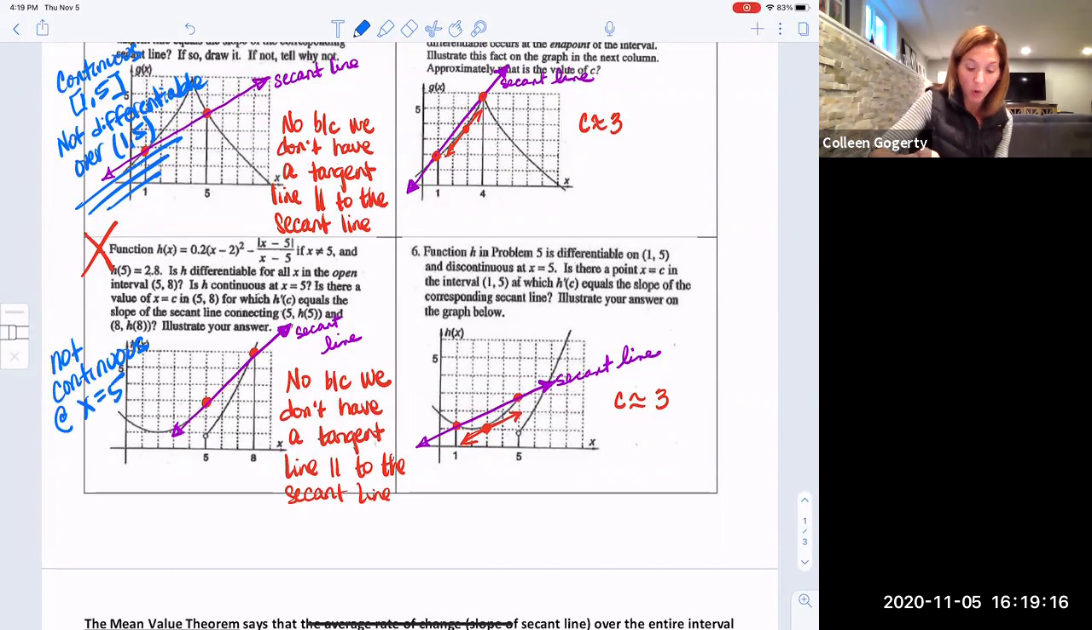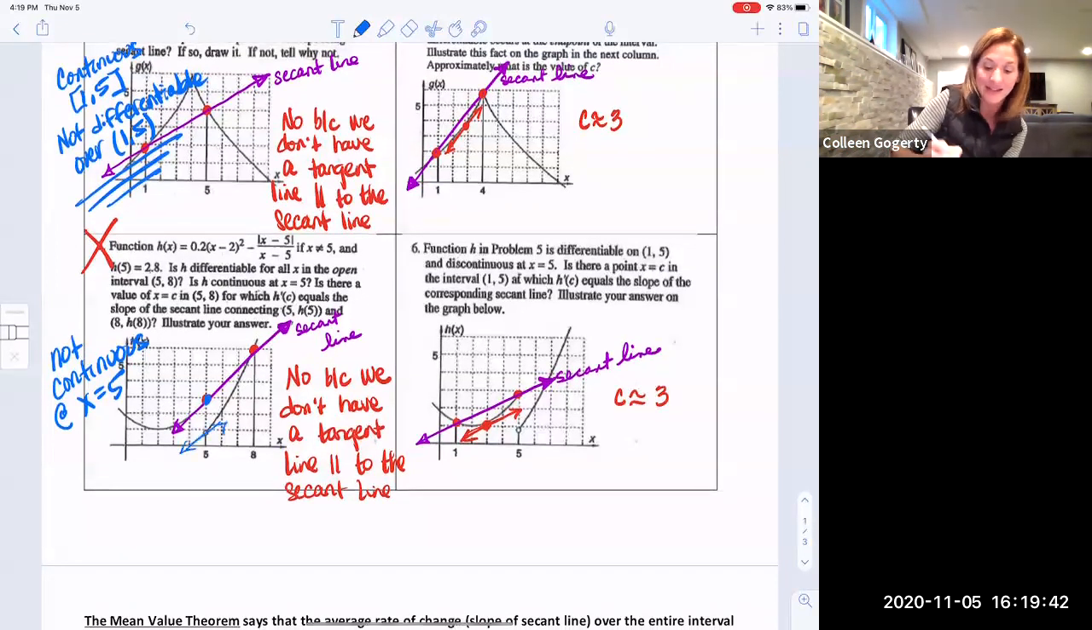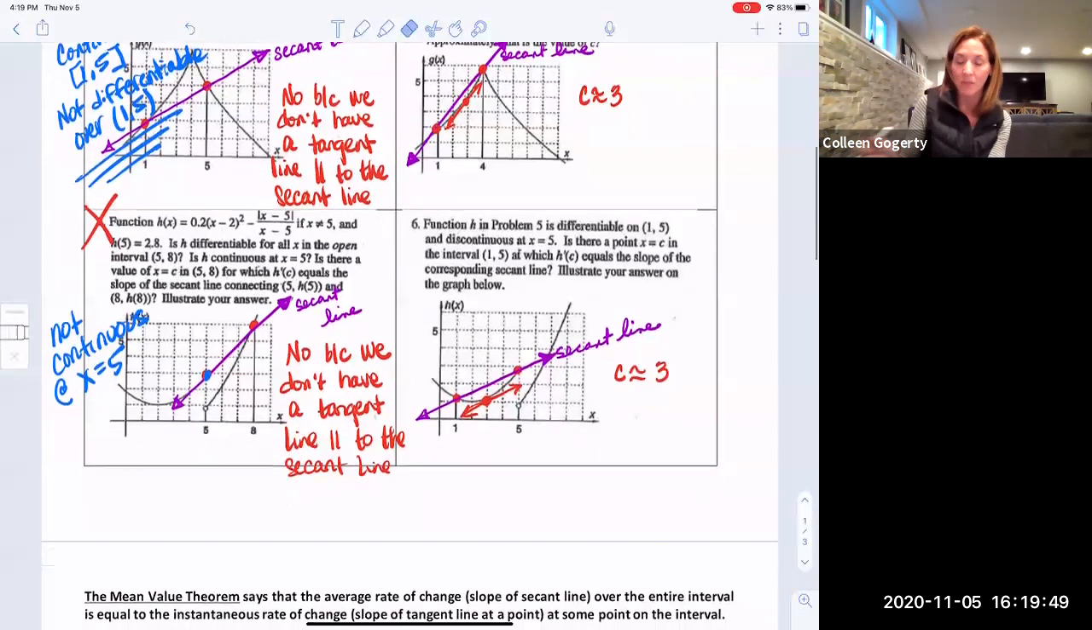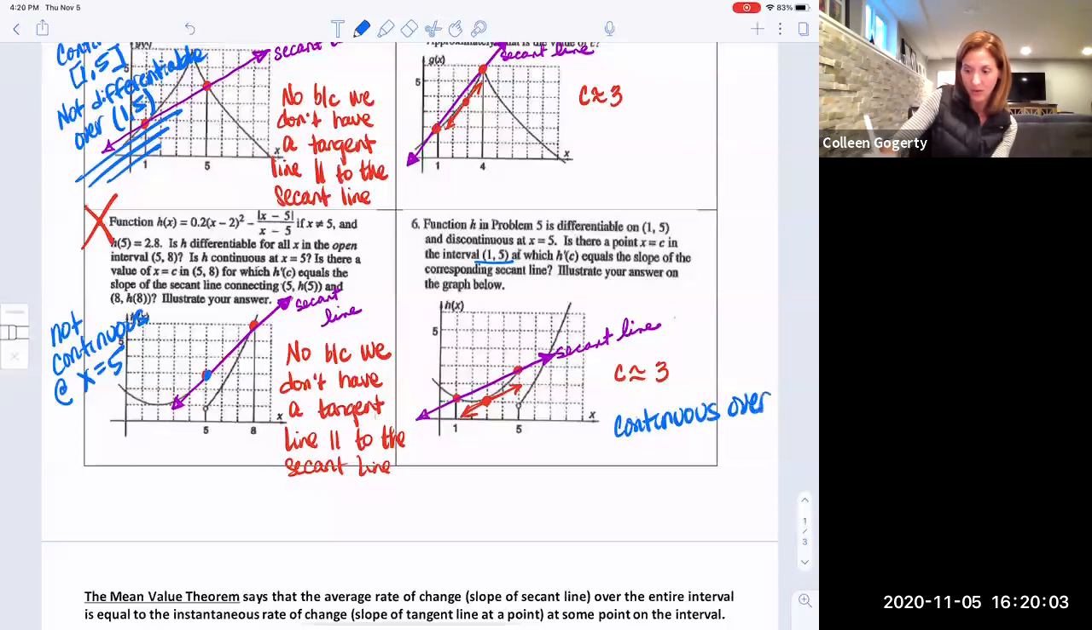So if they're asking us to look over the interval of 5 to 8, and then we're including this point at 5 to draw our secant line, we have a problem. So if it's not continuous at x is 5, we can't assume or come up with the tangent line being parallel to the secant line. Okay, I can't draw in a tangent line through a point that does not technically exist. Not happening. Okay, so what changed it in number 6 is we changed the interval. So by changing the interval to 1 to 5, now over the interval 1 to 5, we have a continuous function. Okay, and it's also differentiable.